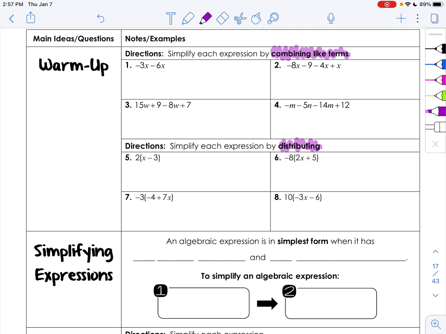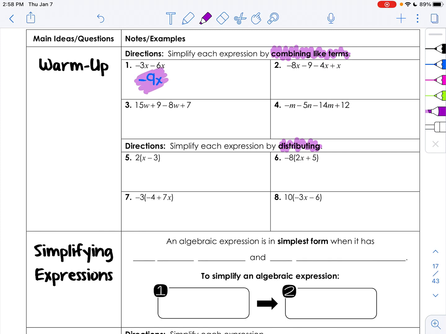Looking at number 1. Remember, when we combine like terms, we want to start by combining our common variable terms. So in number 1, both of these are common variable terms. So I can read from left to right and see that I'm going to subtract negative 3 minus 6. Negative 3 minus 6 is negative 9, and their common variable is x. So negative 3x minus 6x, completely simplified, is negative 9x.